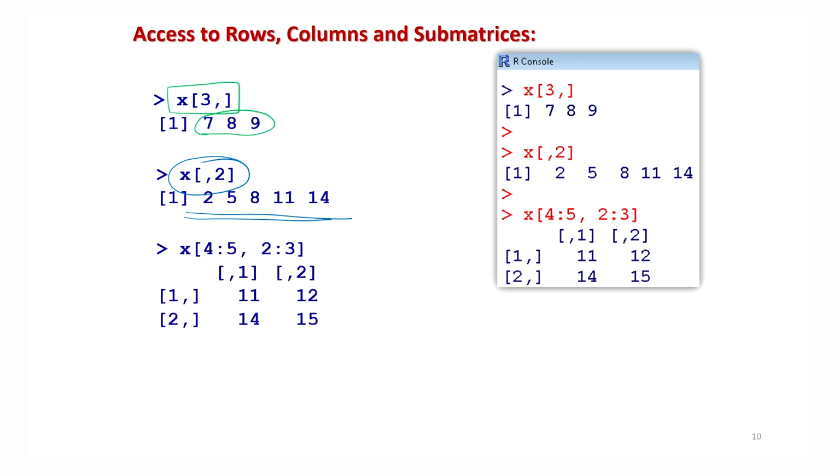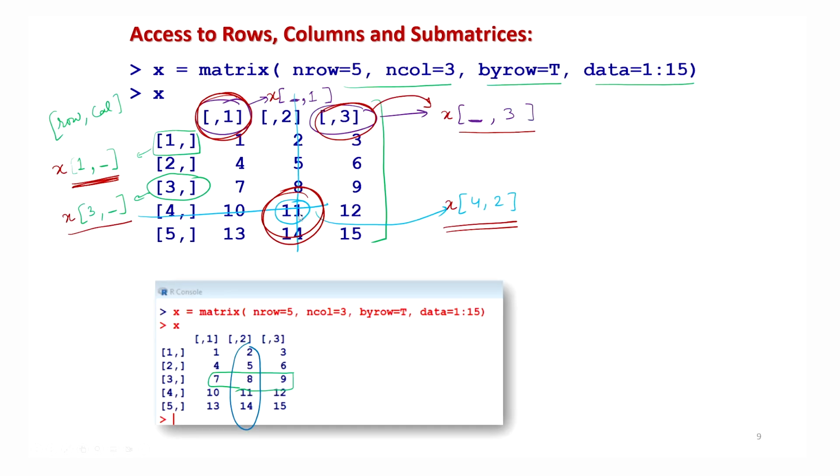Now in case you want to access any submatrices, what do you mean by submatrices? A submatrix is a part of the matrix. That can be any combination of rows or any particular columns. Suppose I want to access the matrix and consider the fourth and fifth rows and the second and third columns. If you try to see here, the fourth and fifth rows are this and the second and third columns are like this. So what are the numbers at the intersection?